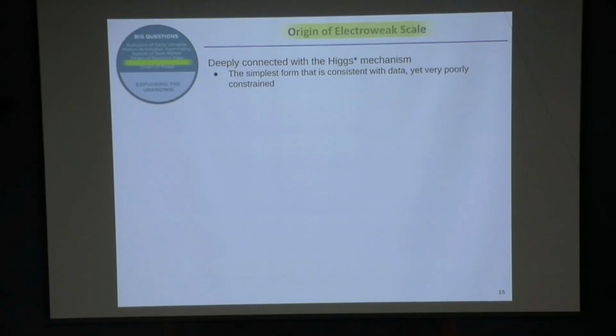Another example that I wanted to show you is the origin of what we call the electroweak scale. It's the scale at which electromagnetism and the weak force are bound together. This is really related to the Higgs mechanism. I mentioned the Higgs as the mechanism that explains why the weak force has a short range, and it also gives inertial mass to particles. But the reality is that our theory is essentially the simplest possible form of that theory that can be made.